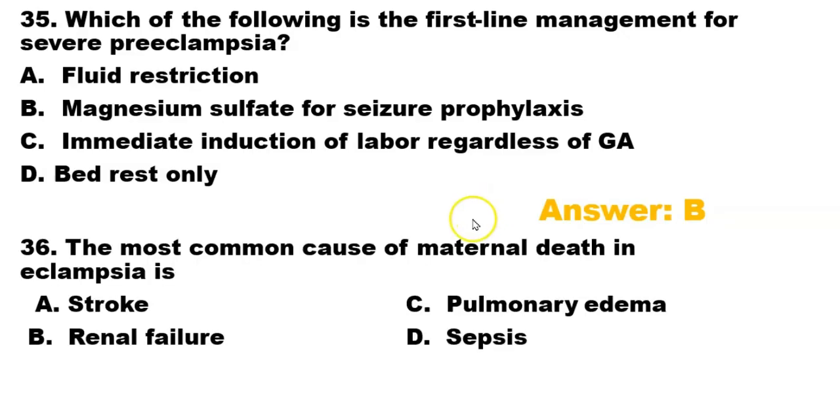The next question: the most common cause of maternal death in eclampsia is A. stroke, B. renal failure, C. pulmonary edema, D. sepsis. Think over it for 5 seconds. If you said A, you have got it, because stroke is due to severe hypertension and intracranial hemorrhage. Okay, the next question.